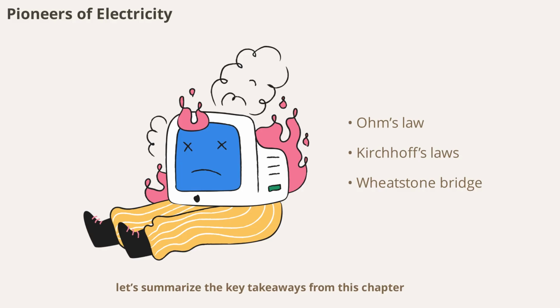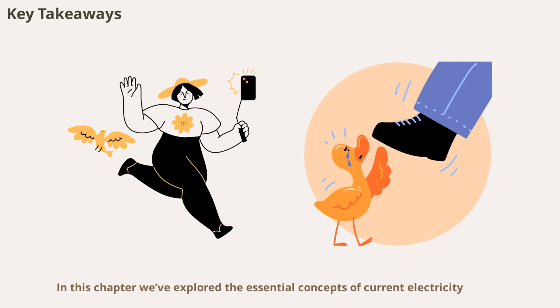Next, let's summarize the key takeaways from this chapter. In this chapter, we've explored the essential concepts of current electricity, from the movement of charge carriers to the laws and devices that govern circuit behavior. Understanding these principles is crucial for anyone studying physics, engineering, or working with electrical systems. Mastery of current, resistance, Ohm's law, and circuit analysis provides a strong foundation for further study and practical applications.